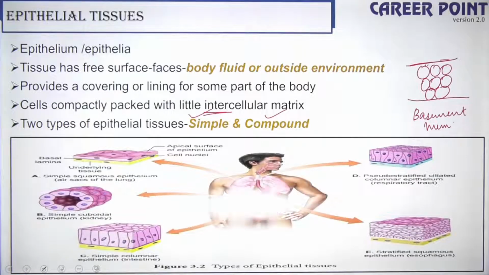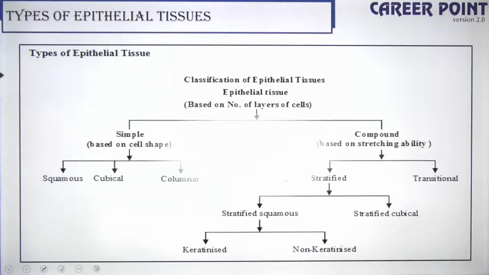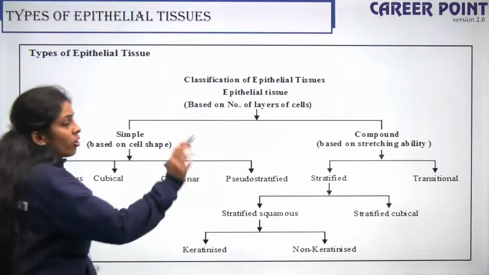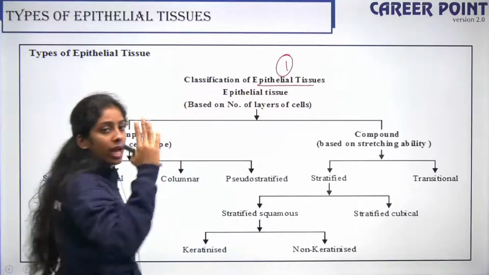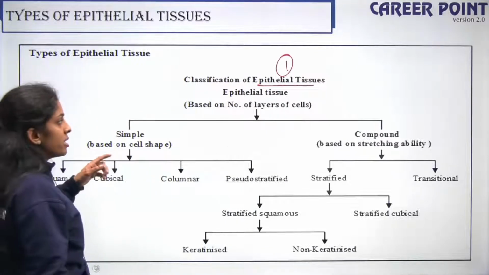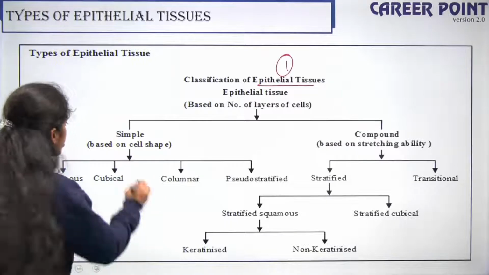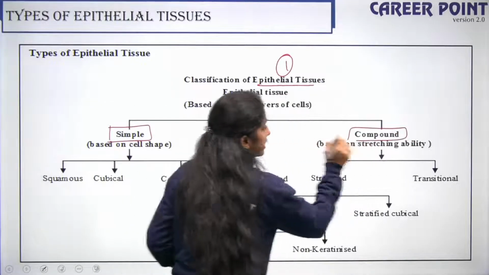Alright. So we are going to talk about the various types of epithelium. Here I have a flow chart of the types of epithelium, so please pay attention to it. We are talking about the epithelial tissues, the first of the four animal tissues. Epithelial tissue is broadly divided into simple epithelium and compound epithelium, right?